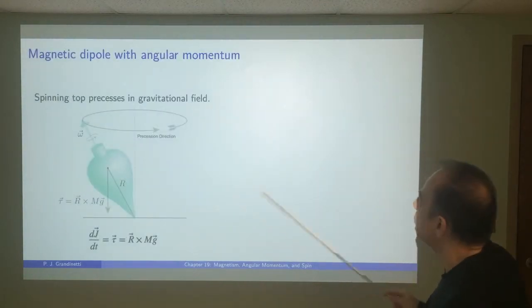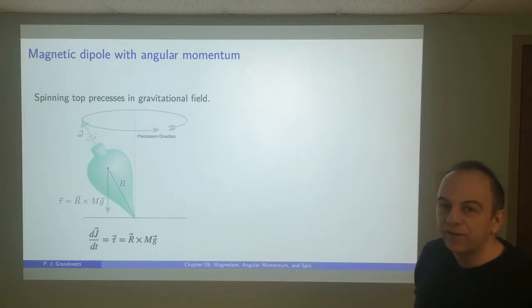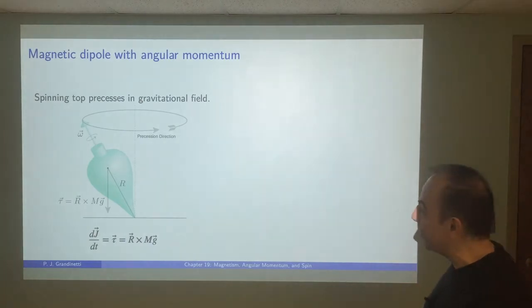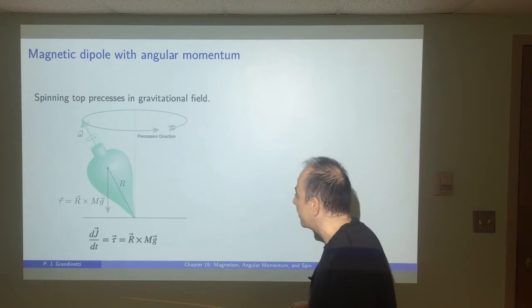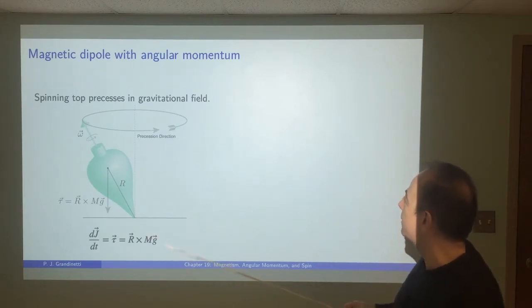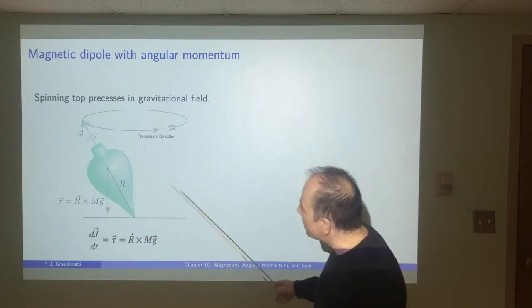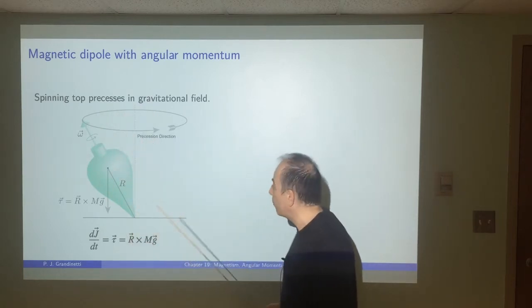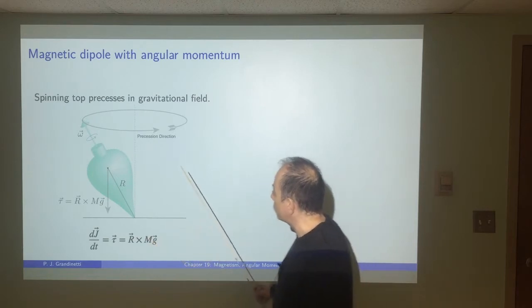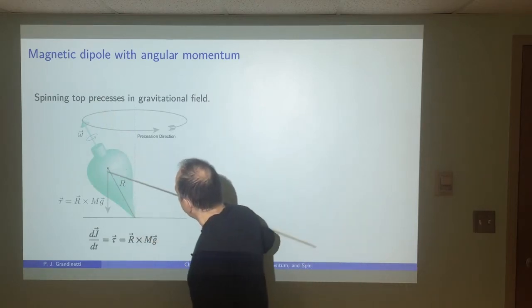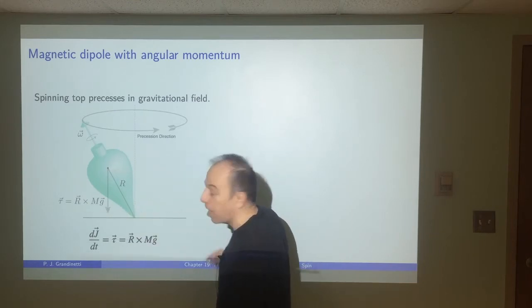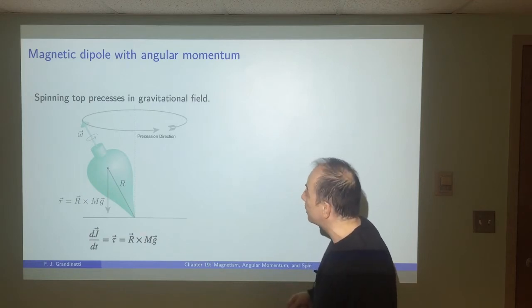Now, let's switch to thinking about a magnetic dipole moment that's in a magnetic field and has angular momentum on top of having a magnetic dipole moment. So when we think about angular momentum, we think about things like, say, this spinning top here. If this spinning top was in a gravitational field, we know from all of our work on rigid body motion that there will be a torque acting on the center of mass of this rigid body, and that torque will cause a change in the angular momentum of this object.